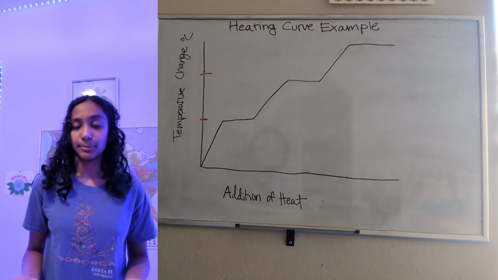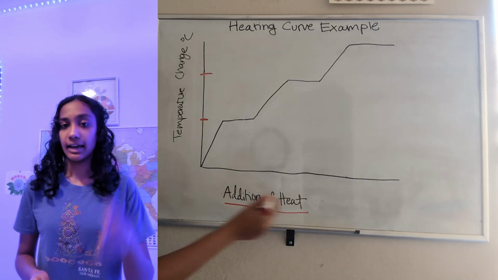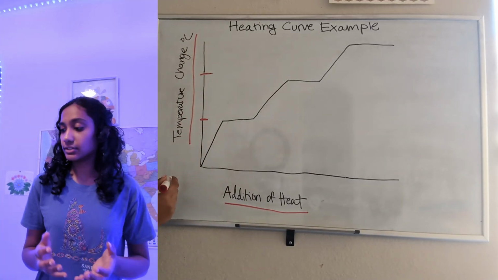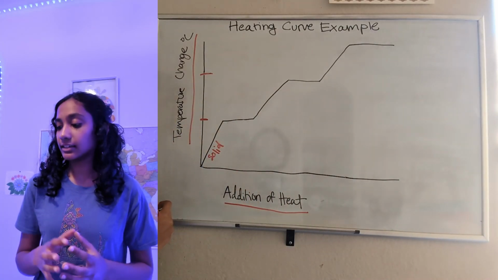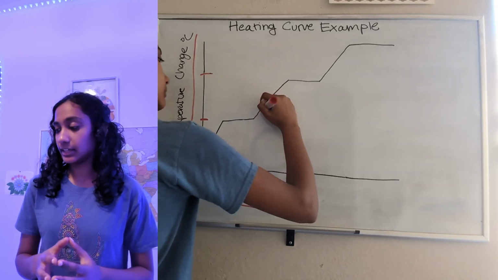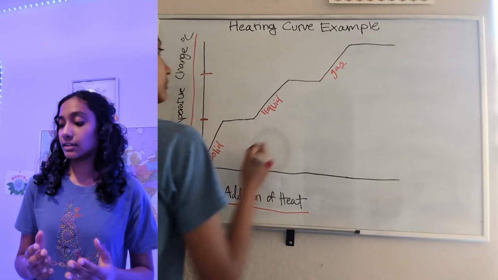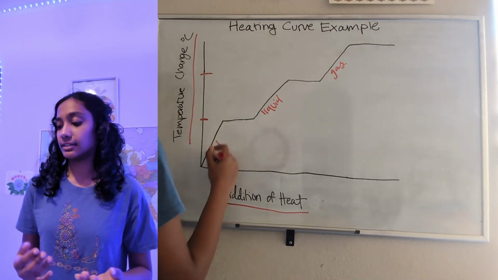Next, we're going to be going over heating and cooling curves. These graphs show us how temperature changes when a substance is in its solid, liquid, or gas form. This is an example of a heating curve. On the x-axis, we have the addition of heat, and on the y-axis, we have the change in temperature. On this first sloped part of the graph, the substance is a solid. On the second sloped part, the substance is a liquid, and on the third sloped part, the substance is a gas.